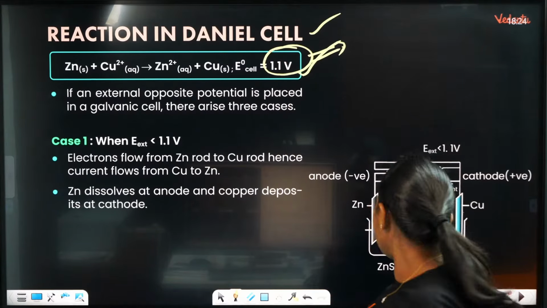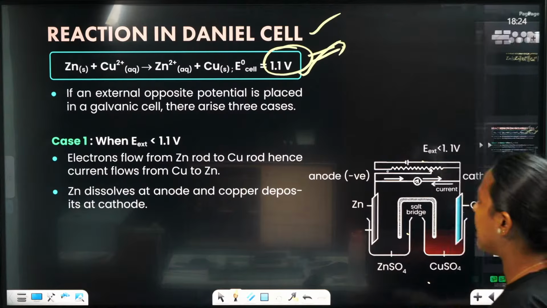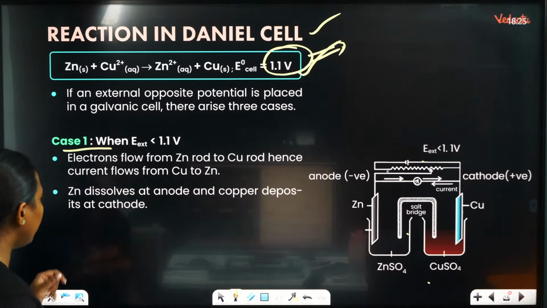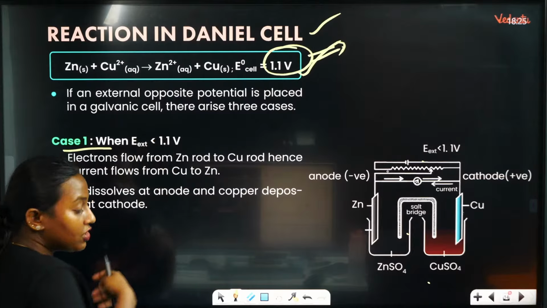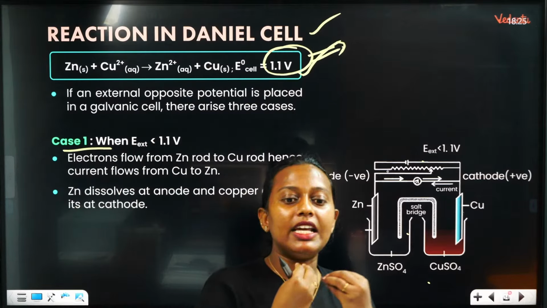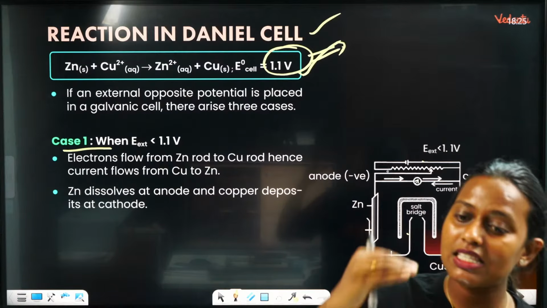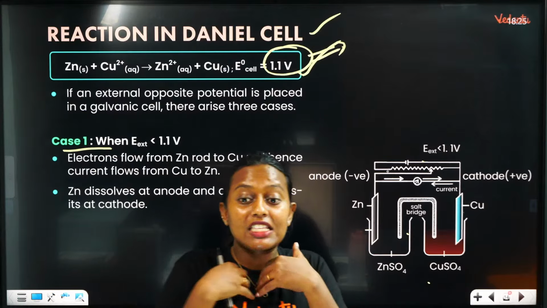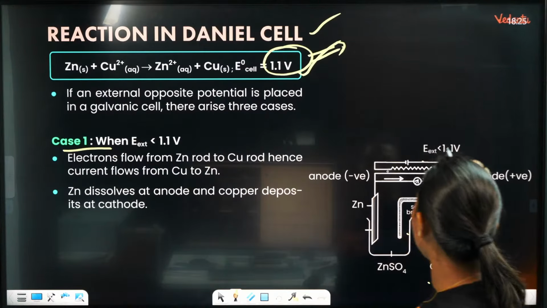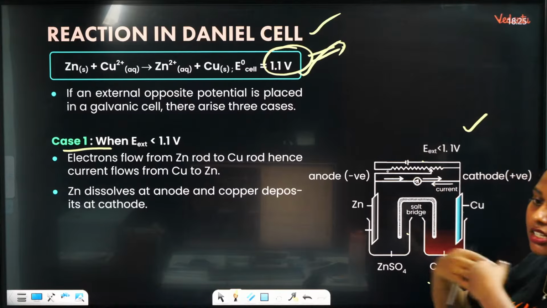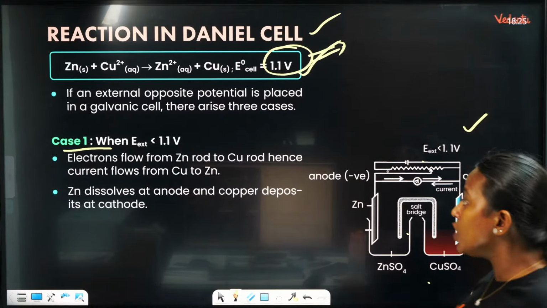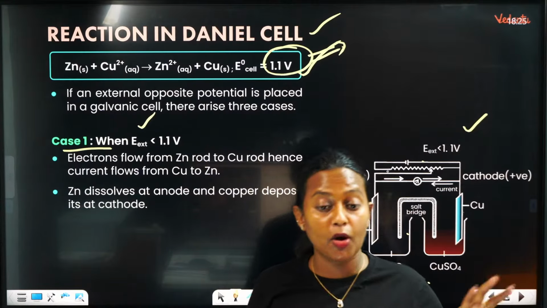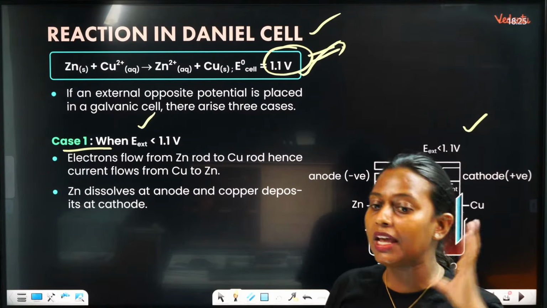So, I'm considering three cases. First case: I'm giving external energy that is less than 1.1 volt. Externally I'm supplying energy less than 1.1 volt to this cell.